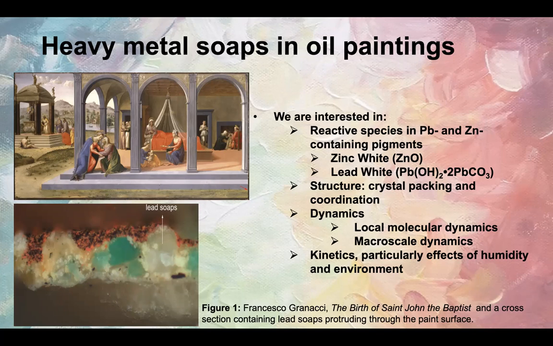So we are trying to approach the problem from the chemistry side of things. We want to learn what these soaps are, how they form, how they aggregate, and anything that we can learn that could potentially assist conservators in preventing or reversing this damage if at all possible. So I've included a picture here. You can see a small lead soap protrusion that is forming beneath the layers of the colored paint.